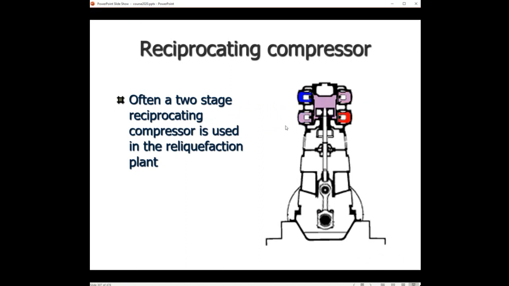So here, in fact, you have the suction of the first stage. You have the discharge of the first stage. The discharge of the first stage is connected with the suction of the second stage. And this is then the discharge of the second stage. So you have two stages in one compression, in one compressor, sorry. And this is the compressor that you will find in most of the two-stage compressor units.